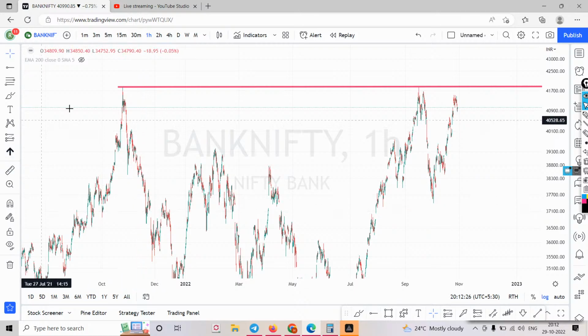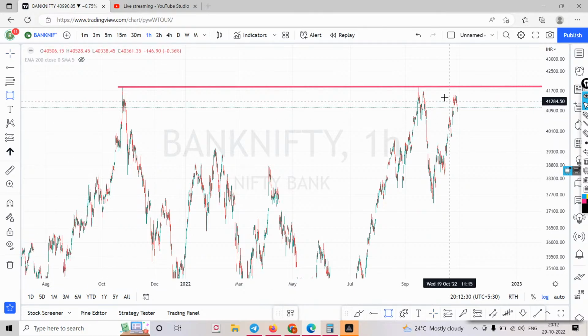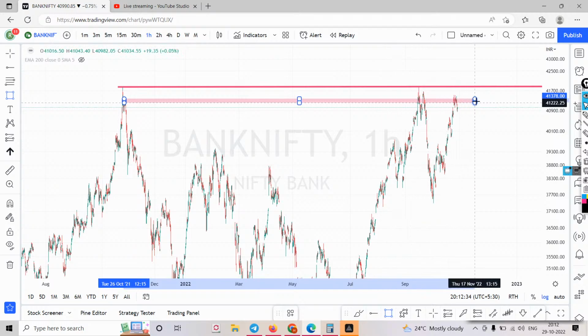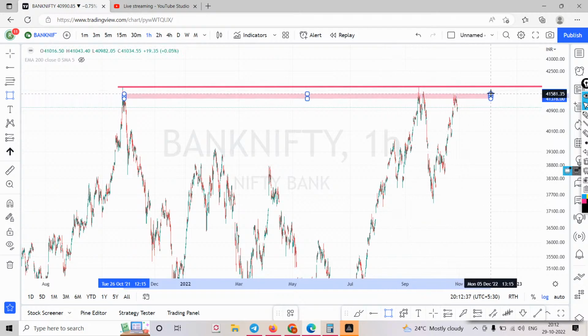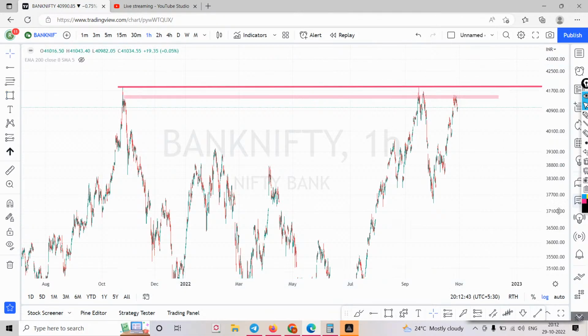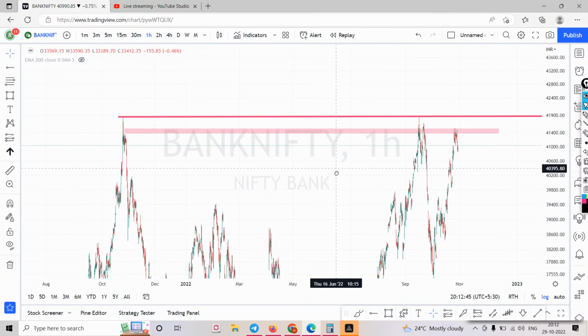I'll try to draw. Yes, I'm absolutely right. See, there was a resistance, right? What if I draw a line like this? Maybe this will help. It's not always all about straight lines. If I draw something like this, check this price action, right?